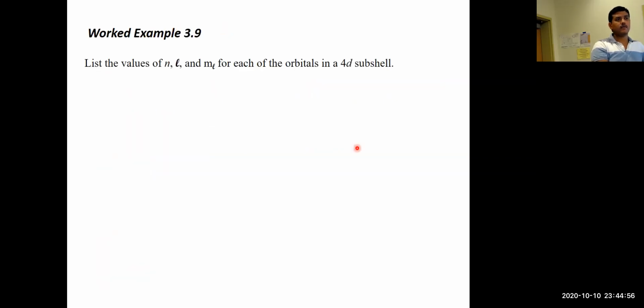All right. Let's work on a problem to see how we did in this topic. List the values of n, l, and ml for each of the orbitals in the 4d subshell. It is asking you to list the quantum numbers n, l, and ml for the 4d subshell. I'm assuming by this time you already know how to do it. So pause the video and try to identify it. Anyway, I'm going to show you now. I hope that you got the right answer.